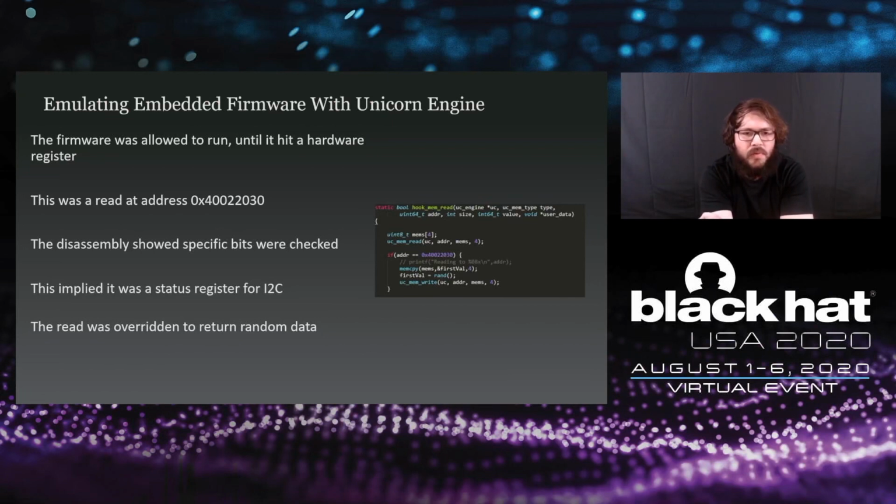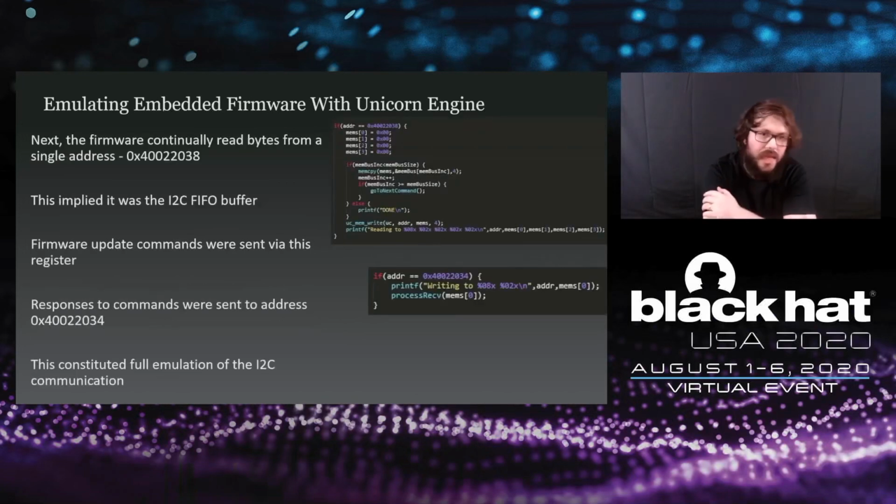What I did is let the firmware run until it started reading from the hardware addresses, which start at 0x4000. I found that it started reading a specific address during startup and was checking for specific bits in this register in order to identify certain aspects of the status. I'd worked out that this was the status register for I2C, so I made this always return randomized data, meaning that the status of the I2C bus would be deemed to be doing something at the time and would move past this state. Next, I found the firmware continually reading bytes from another address, which was close to the original, and found that this was likely to be the I2C FIFO buffer due to the fact that it was loading any bytes inputted from this into a buffer.